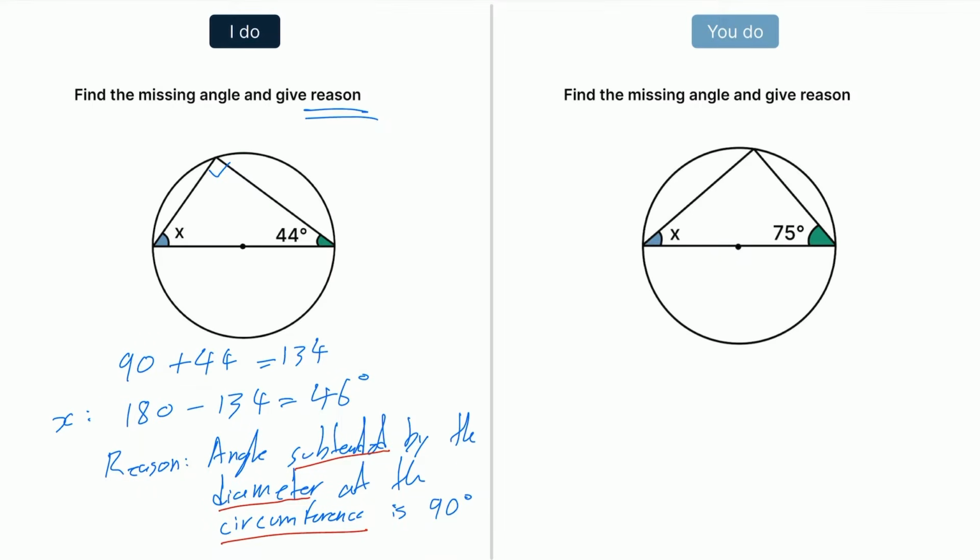So moving on to the next one. So the way my videos work, I'm going to do the example on the left, which is I do. You're then going to press pause and have got an example on the right. So that's your turn to have. So again, nice and easy.